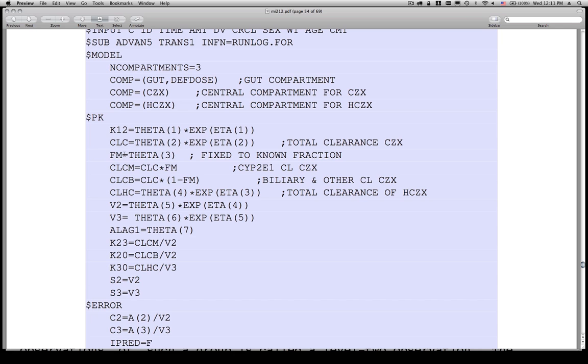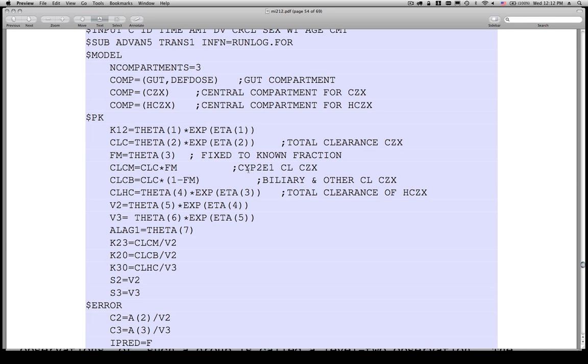What we're going to do is use a parameter here that we're calling FM, fraction metabolized, and this is the fraction metabolized to the specific route that forms hydroxychlorzoxazone, the metabolite compartment. And that's a parameter that we can't estimate from this current data set. So we're going to fix that to a known fraction. And in this case, there was some good, solid prior information about that fraction metabolized. So then we could define the clearance for both the metabolic route for chlorzoxazone, and other routes.